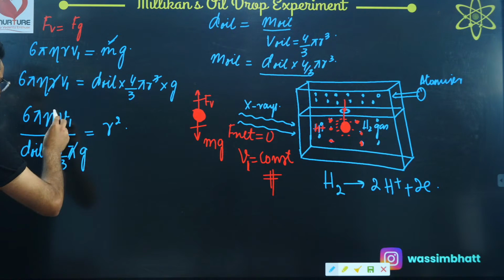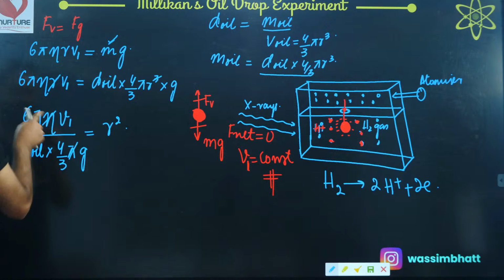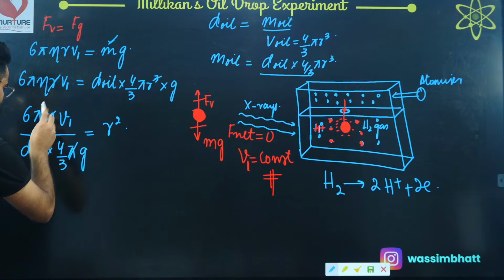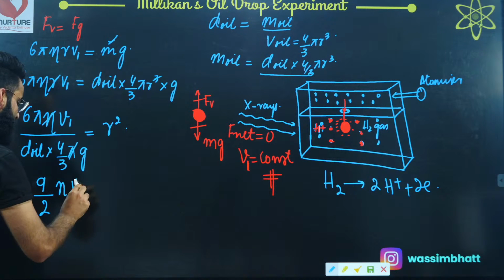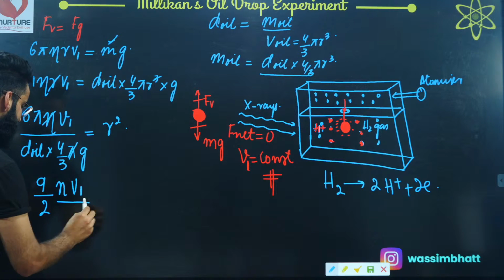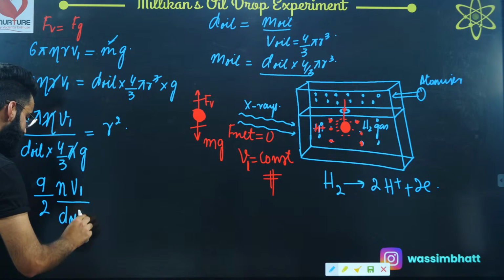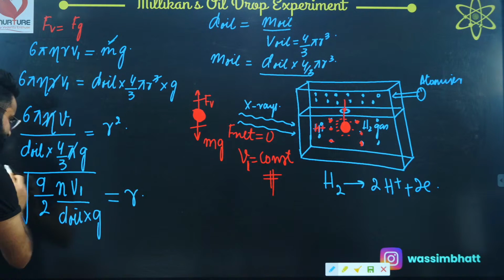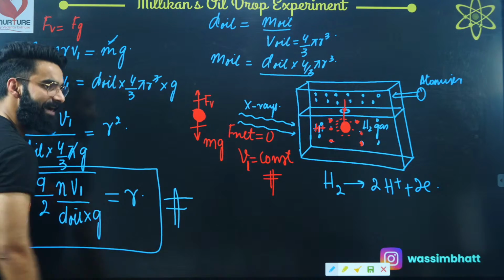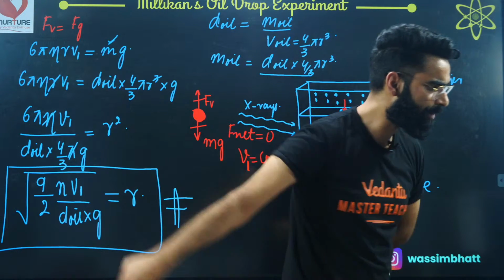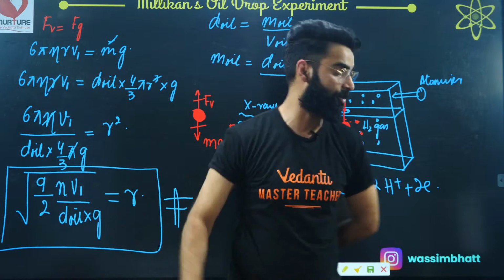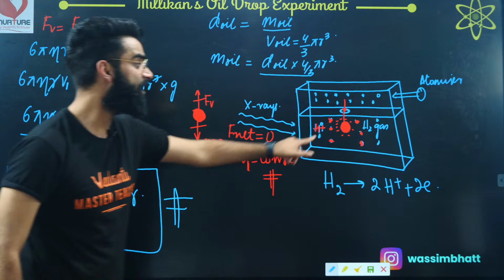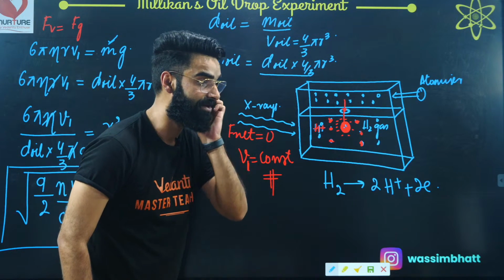First of all, this pi got cancelled, so this 3 will go up. 6 threes are 18, 18 divided by 4 will be 9 by 2. So you get 9 divided by 2, pi got cancelled, 9 by 2 eta V1 divided by density of oil multiplied by g, its root is equal to r. So this is how I first calculated the radius of the oil droplet. This is the radius of the oil droplet. What is V1? V1 is the terminal velocity which this oil droplet attained.